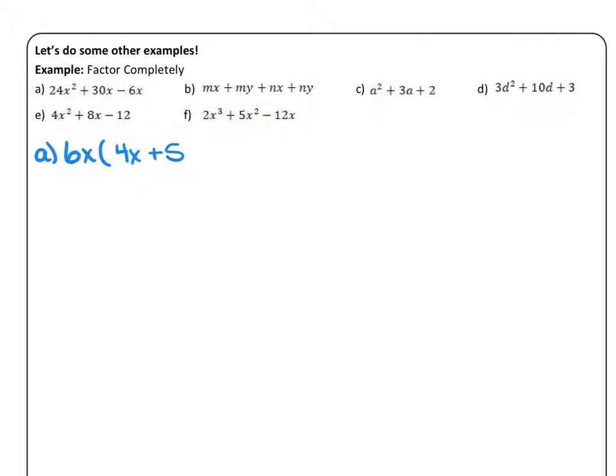And the last one is just a -1. And so this is it. I can't do anything else with it, so I'm just going to leave it like that.